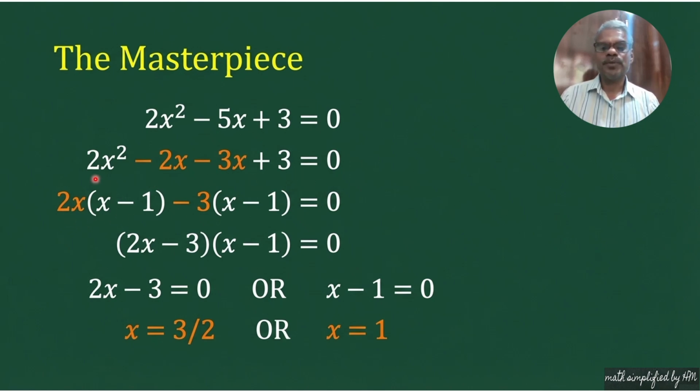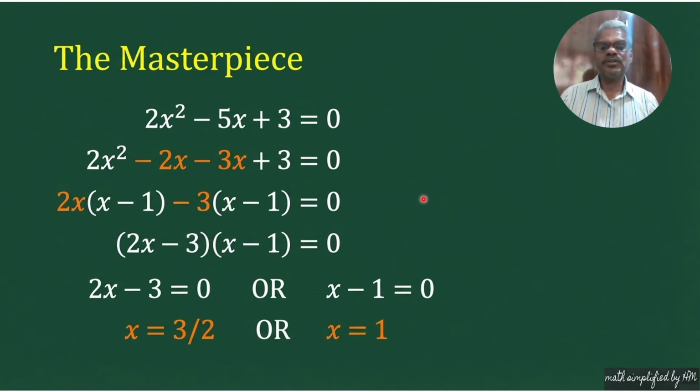Then from the first two terms, take 2x common, you will get 2x into bracket x minus 1. From the last two terms, take minus 3 common, you will get minus 3 into bracket x minus 1 is equal to 0. Then taking x minus 1 again common, we get in bracket 2x minus 3, bracket complete, into another bracket x minus 1, bracket complete, is equal to 0.